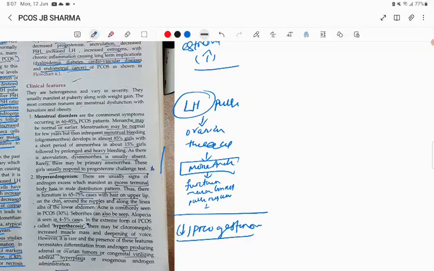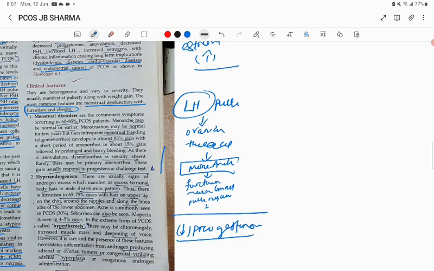They usually manifest at puberty along with weight gain. The most common features are menstrual dysfunction with hirsutism and obesity. These three. The first one is menstrual disorder, the most common symptom, occurring in 60 to 85% of PCOS patients.